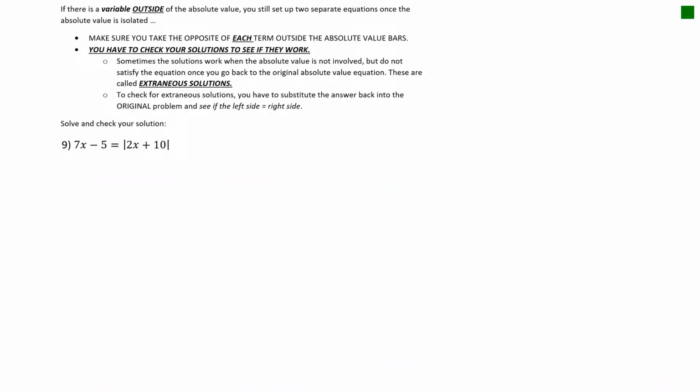All right, last example. First of all, is it isolated? Yes, it is. Now, this one's a little tougher. So you know what I'm going to do? I'm going to cheat. I'm going to rewrite it, because I don't really like the absolute value on the right. So I'm just going to write the absolute value of 2x plus 10 equals 7x minus 5. All I'm doing is moving the two sides. It's called the symmetric property. You'll learn all about it in geometry.